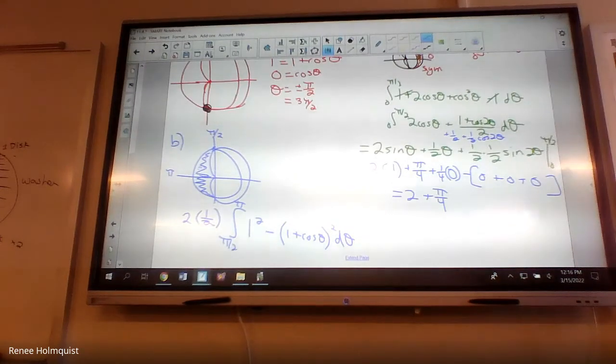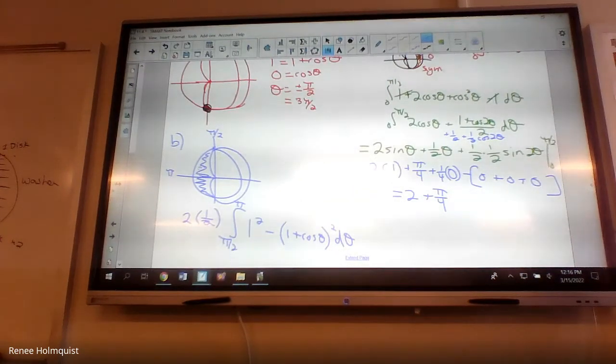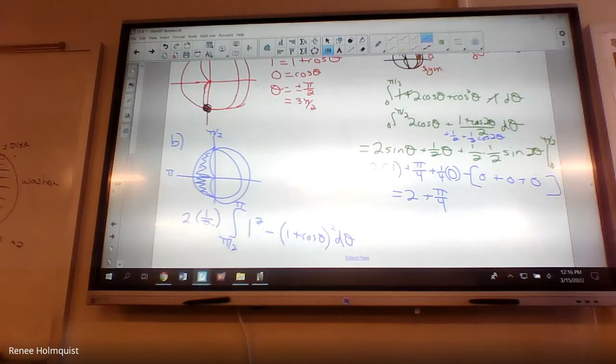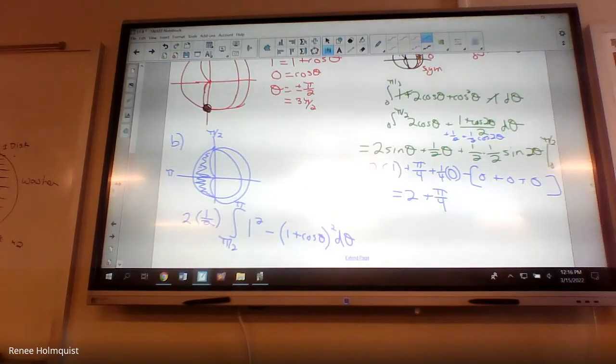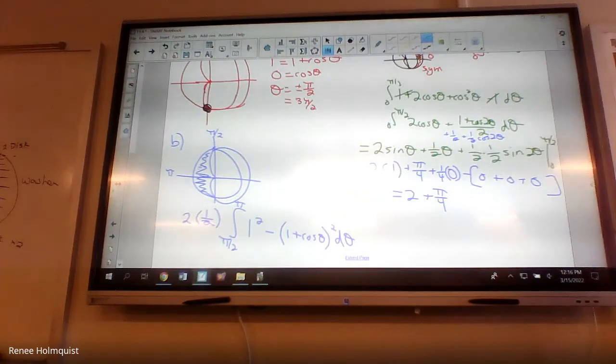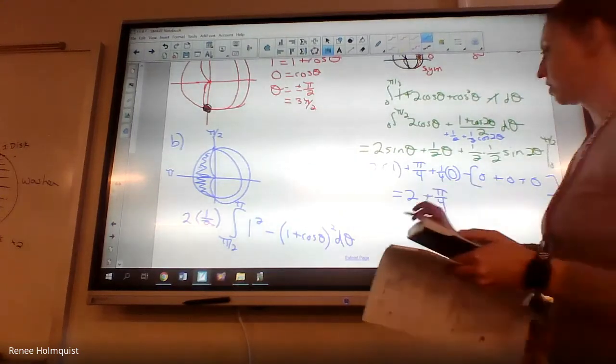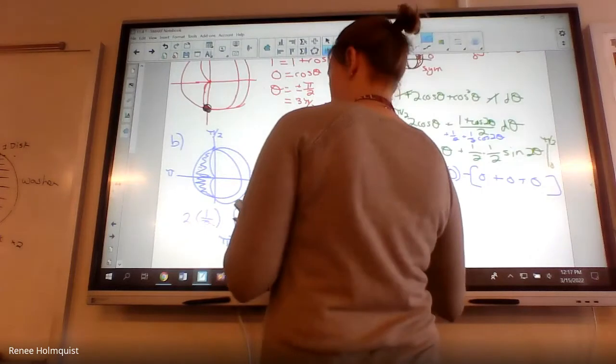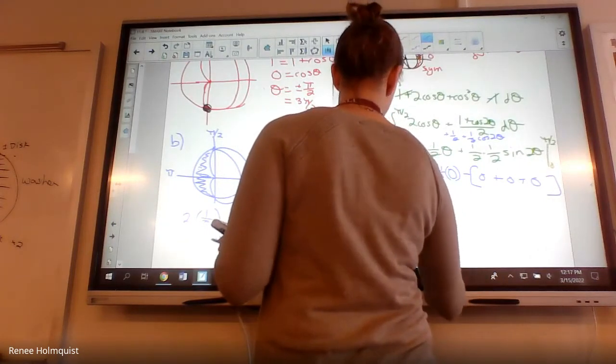I need the decimal answer. That's pretty good. Good job catching up, Ava. It should be 2 minus pi over 4. It should be 1.2146, hopefully.